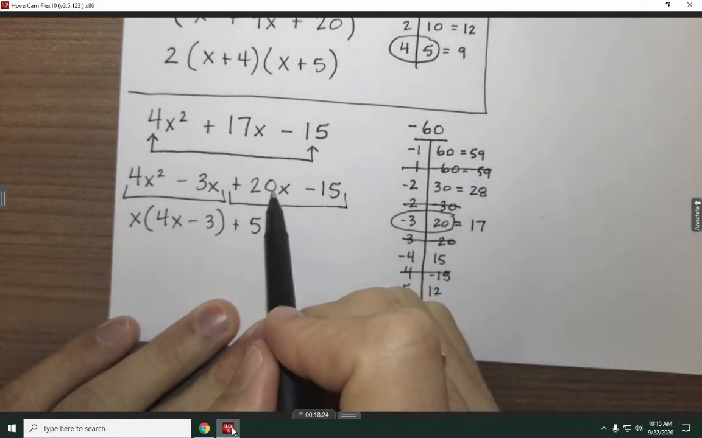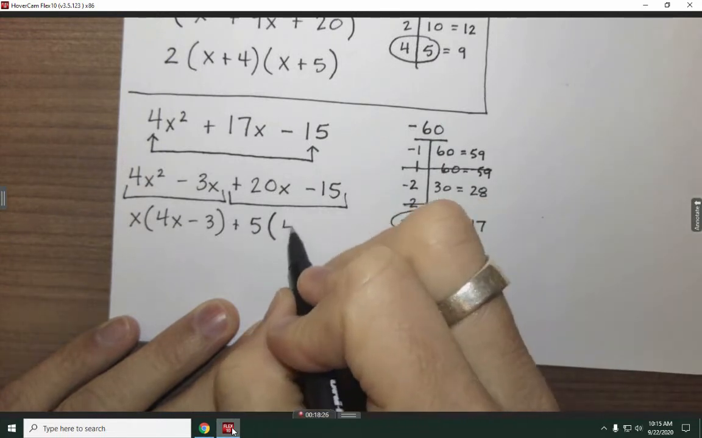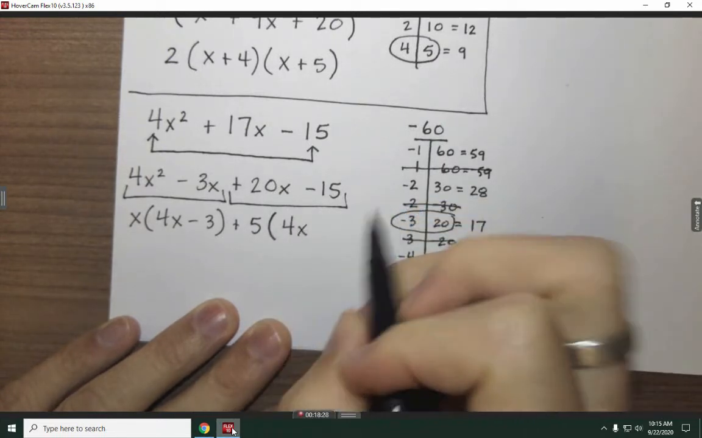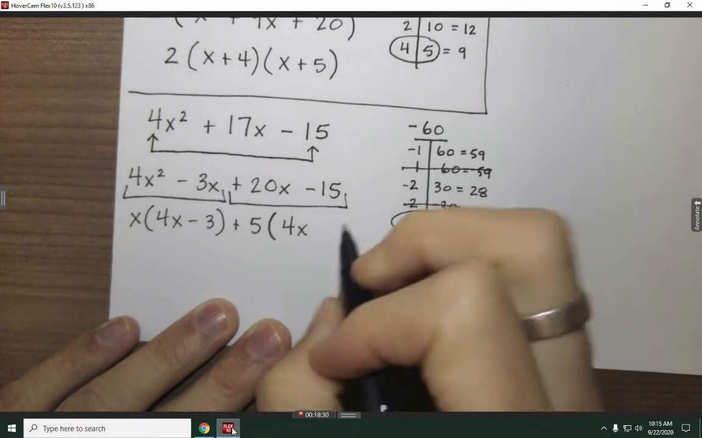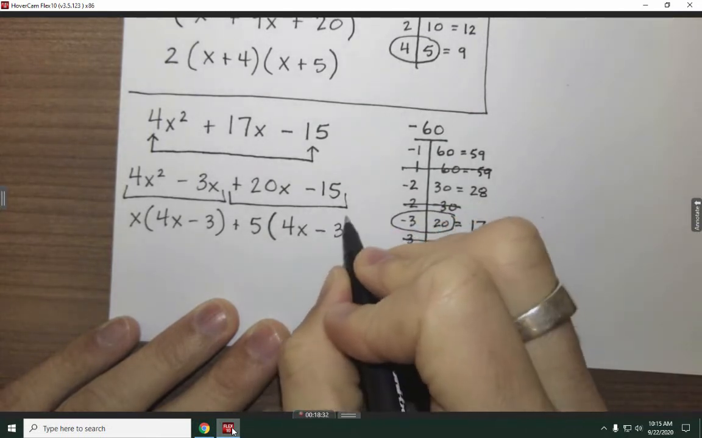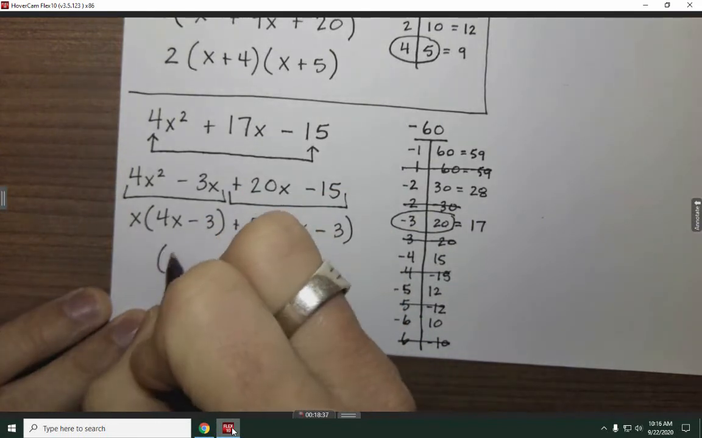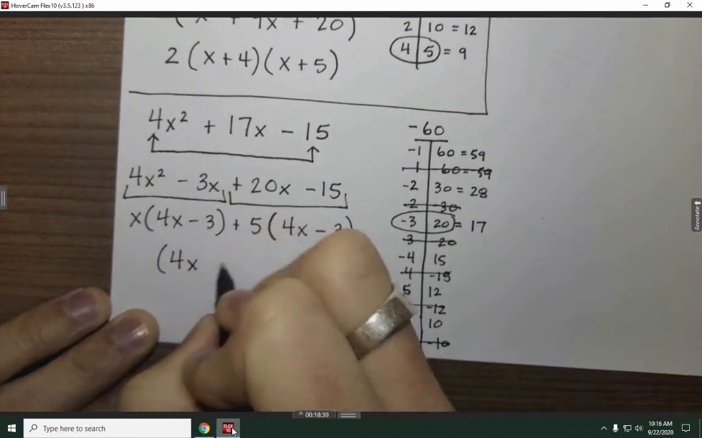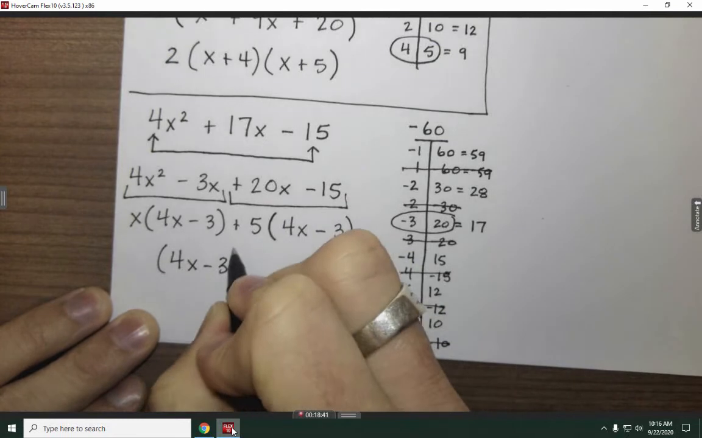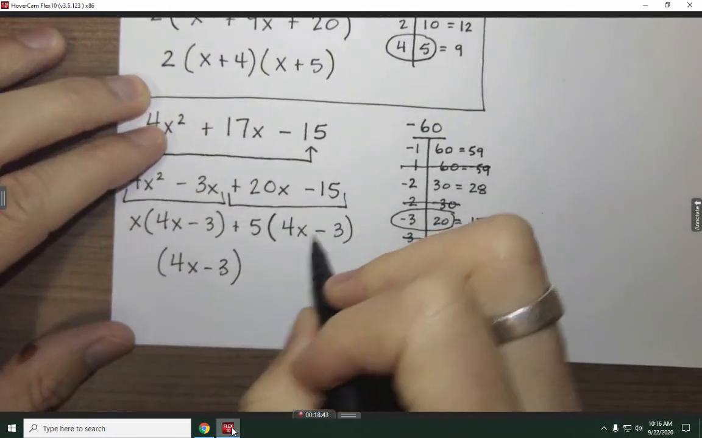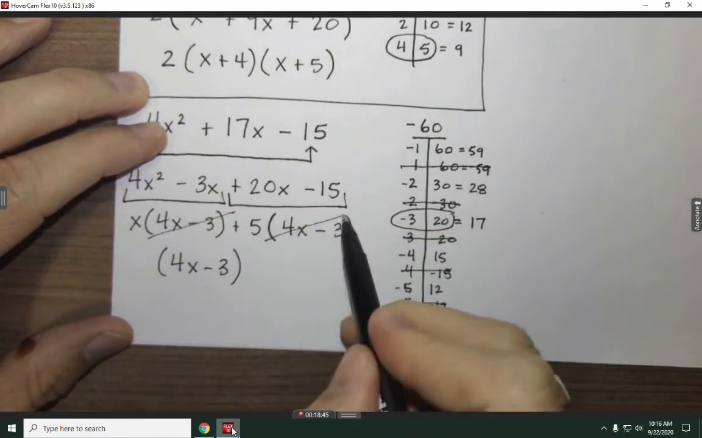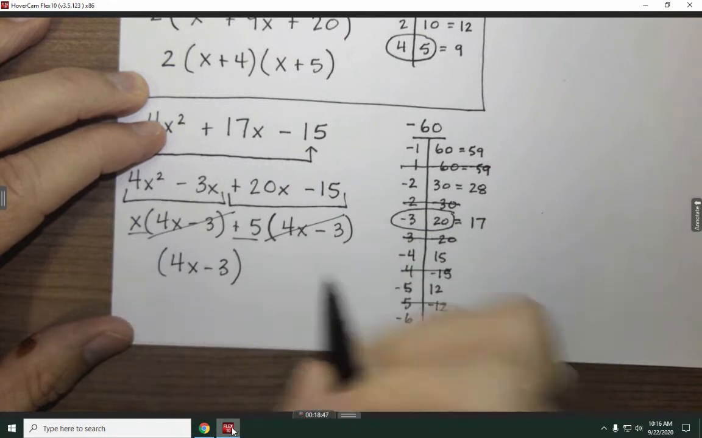So, proceed: 20x divided by 5 is 4x. And then negative 15 divided by 5 is negative 3. And look, we have the same thing. These two come out to form one parentheses, so we got 4x minus 3. And done with these, so now we're just left with x plus 5.